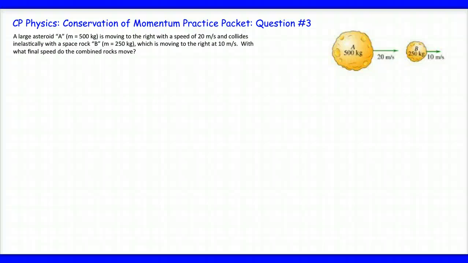This is the conservation of momentum practice packet solution to question number 3. The question involves a large asteroid. It's 500 kilograms, moving to the right with a speed of 20 meters per second, and collides inelastically with a smaller space rock, half the size, with a mass of 250 kilograms, moving to the right at 10. So it essentially catches up to it and collides. They want to know the final velocity with which they move.